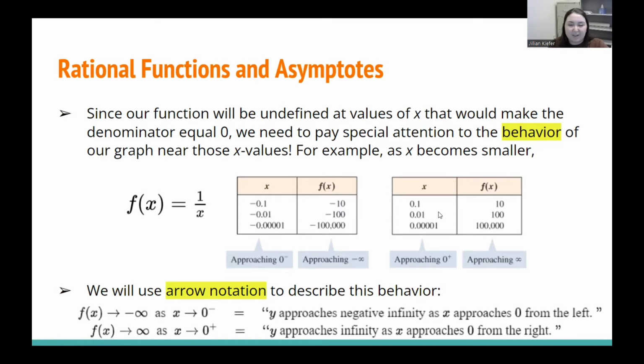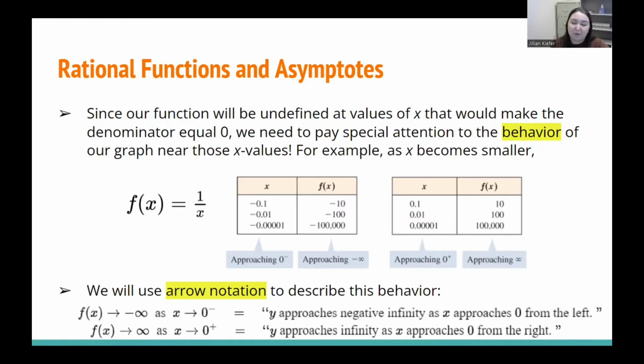Then, very similarly, on the right-hand side, the positive side, as we get really close to 0 for x, as we approach 0 from the right, f of x gets bigger and bigger and bigger. It approaches positive infinity. So we would say that y approaches infinity as x approaches 0 from the right. And we see a plus sign in the exponent spot. So that's what those mean. They're notation, they're not real calculations or anything like that. It's just a specific type of notation.